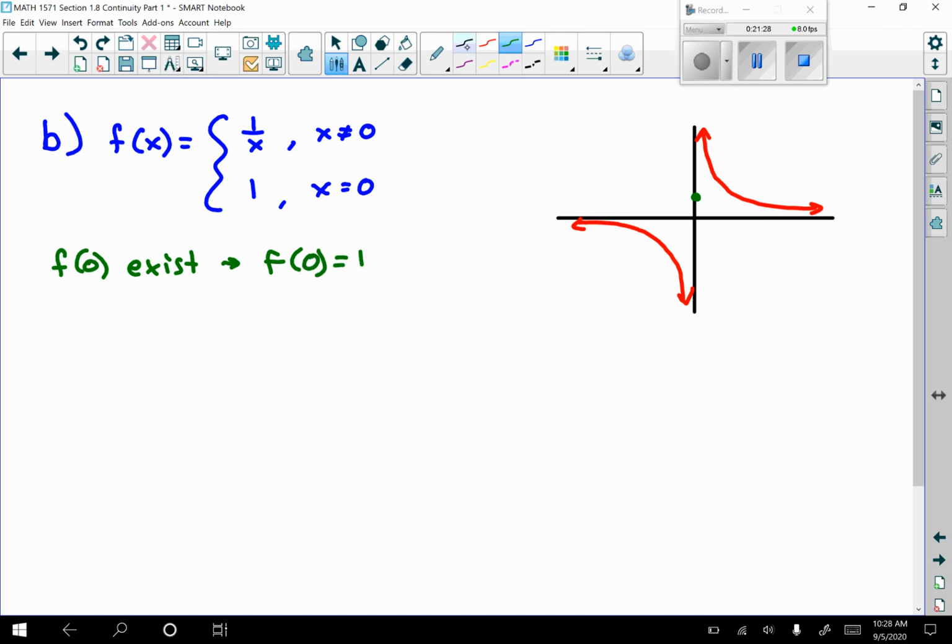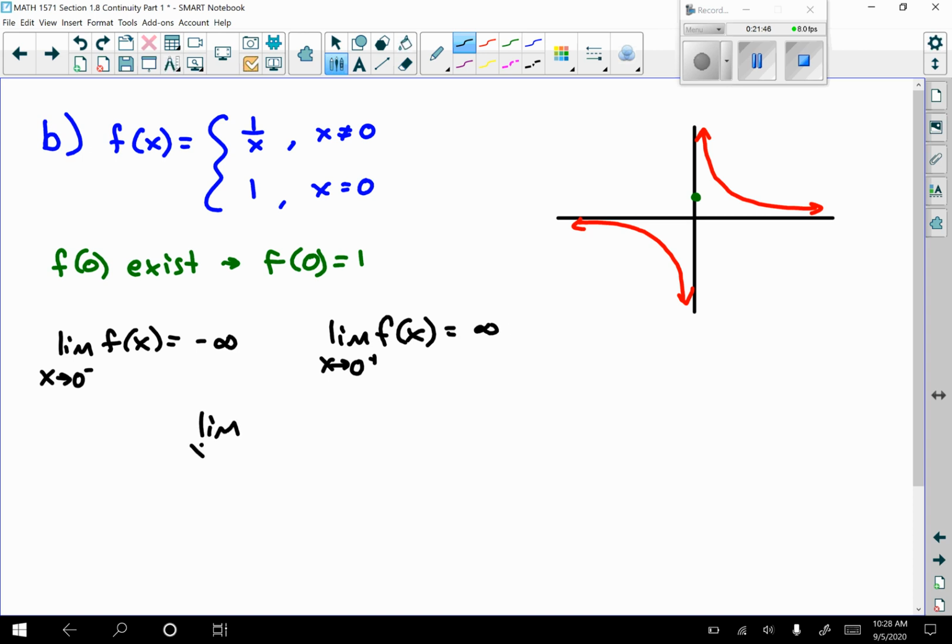So that works. Now the limit, I'm just going to say the limit of f of x as x approaches 0 from the left is equal to negative infinity. The limit of f of x as x approaches 0 from the right is equal to positive infinity. So the limit does not exist. So the limit as x approaches 0 of f of x does not exist. So we would say discontinuous at x equals 0.